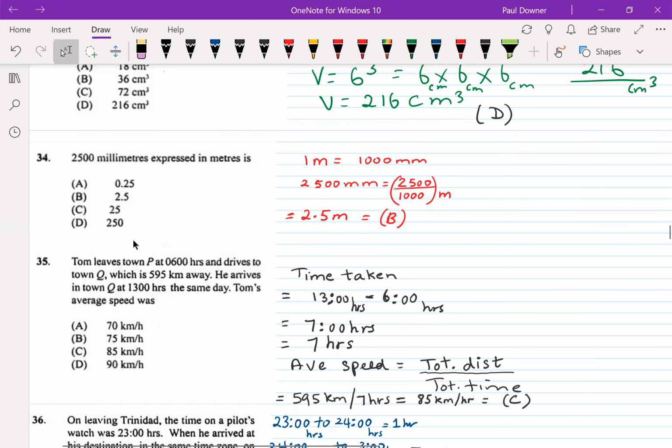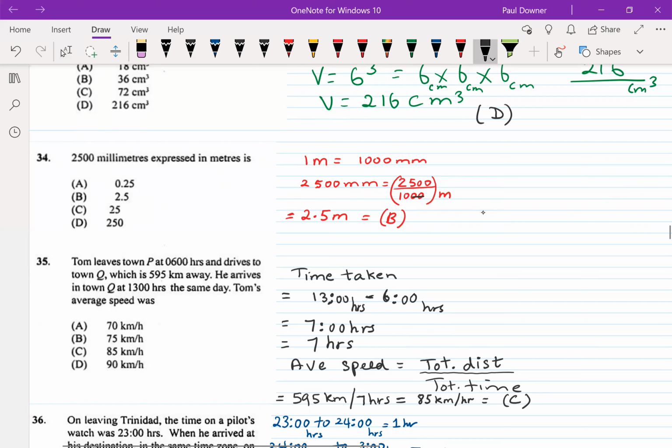In 34, 2,500 millimeters expressed in meters. Now, you need to know the conversion. 1 meter is 1,000 millimeters. So, 2,500 millimeters, how much is that? How many meters is that? Well, if I need a whole 1,000 to get 1 meter, then I just simply have to divide this by 1,000 to see how many groups of 1,000 I'll get. And dividing this by 1,000 simply means what?